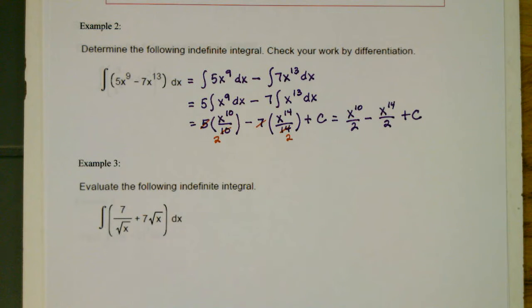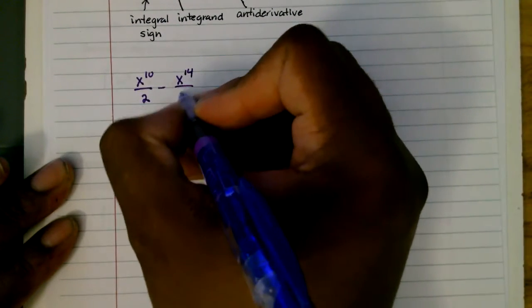And of course, we can check this by differentiation. I'm going to have to do the check on the second sheet of paper. Here I've got x to the 10th divided by 2 minus x to the 14th divided by 2 plus c.